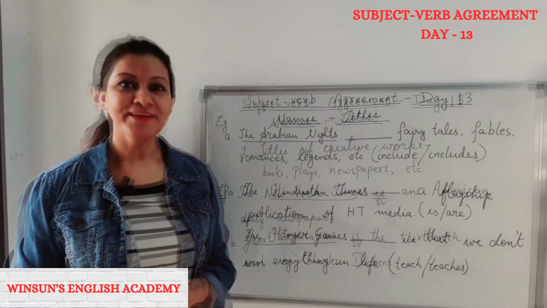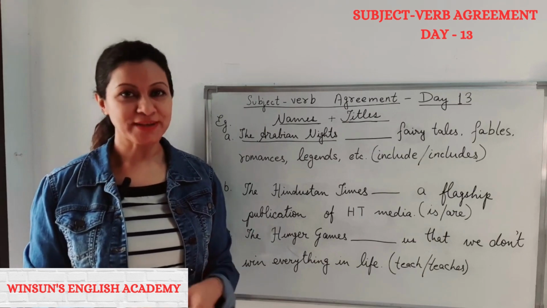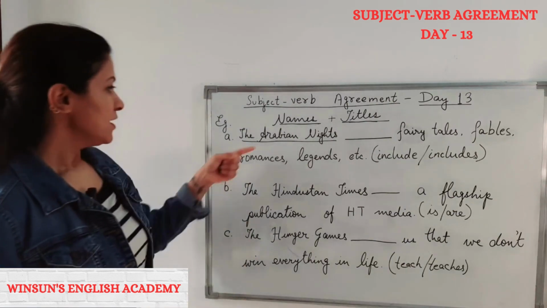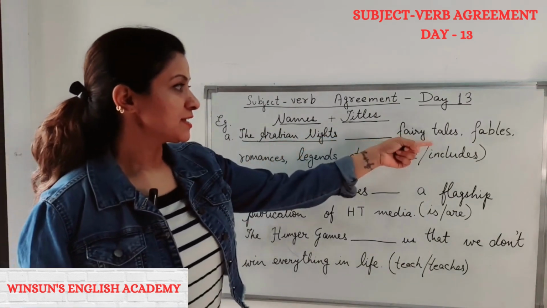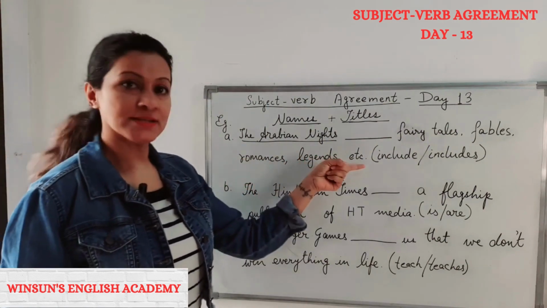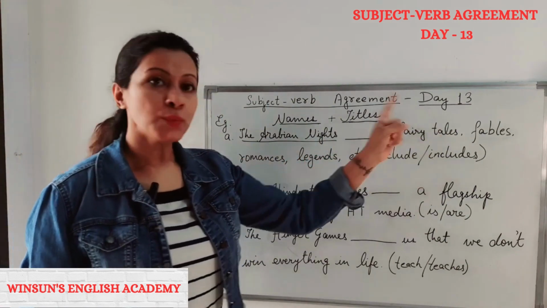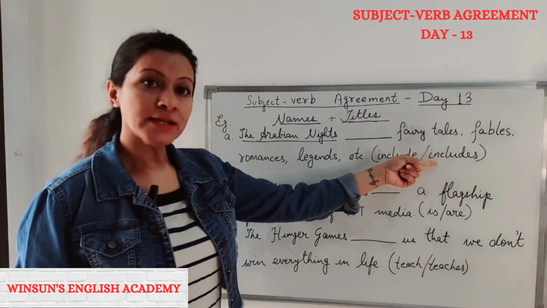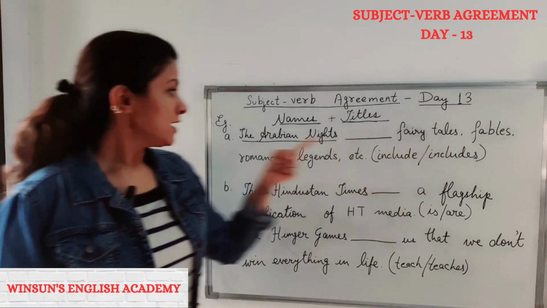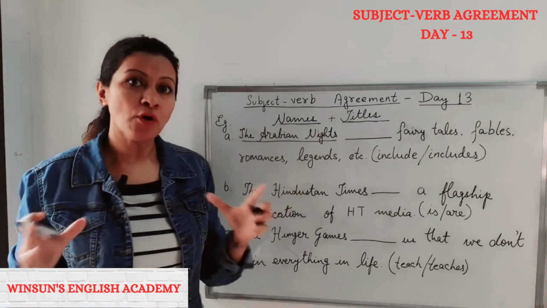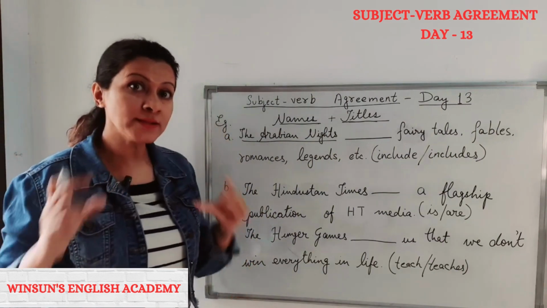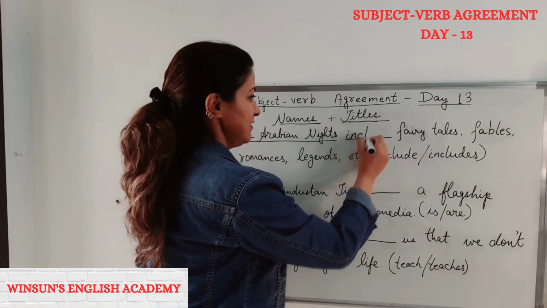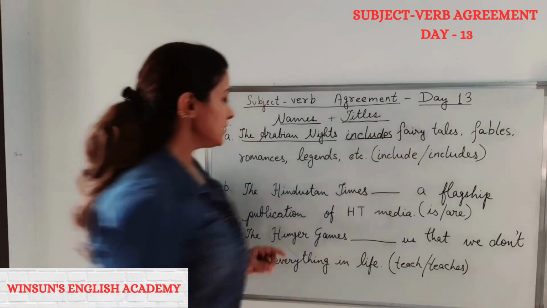Let's have a quick quiz now. Here are your questions. Pause the video, write the answers, then play the video to check your answers. Okay, let's begin. The Arabian Nights dash fairy tales, fables, romances, legends, etc. Include or includes. We know that when we have an S in a verb, it means it's a singular verb, right? Here, The Arabian Nights is the name of the collection of stories. It's one name, so we use a singular verb. Includes.